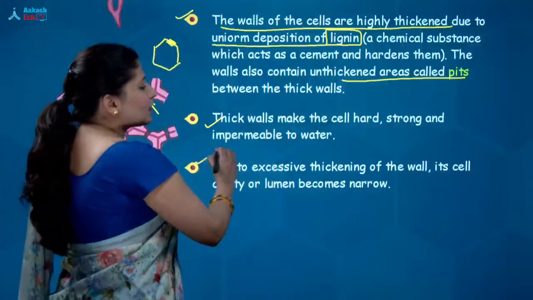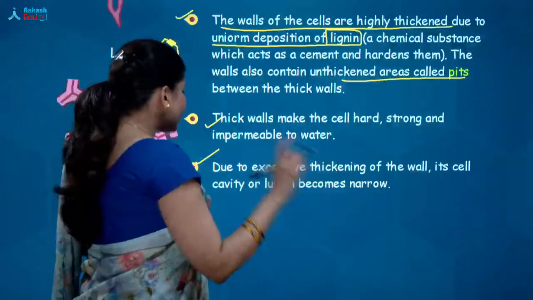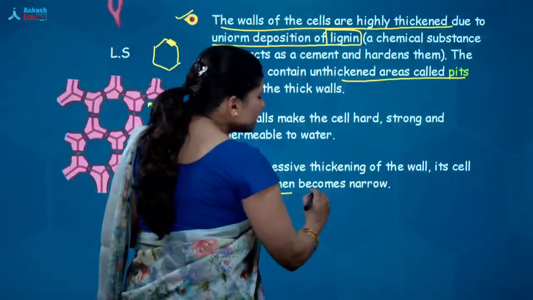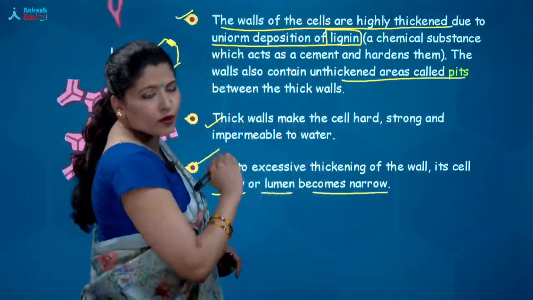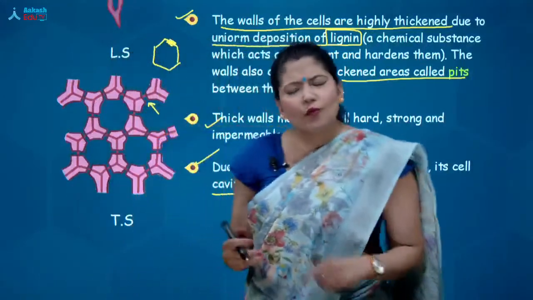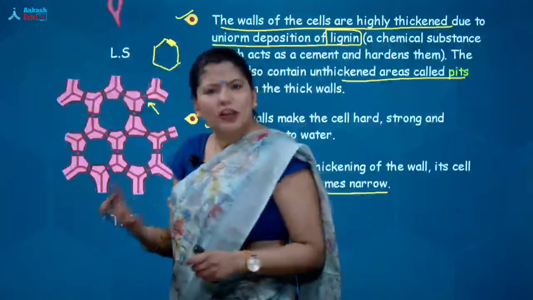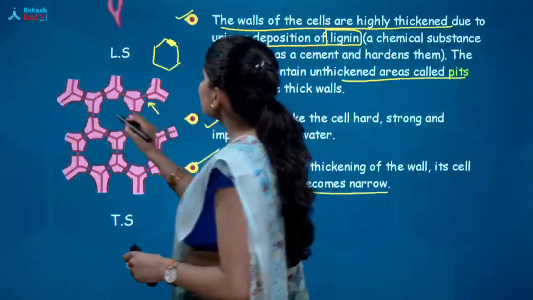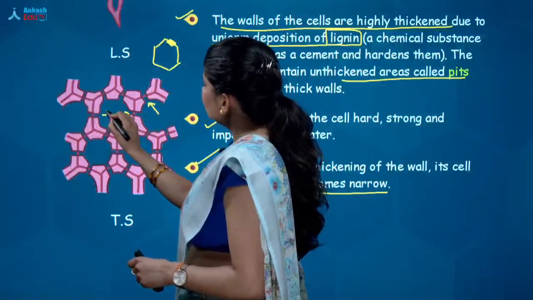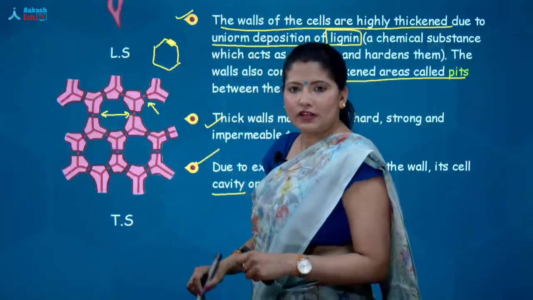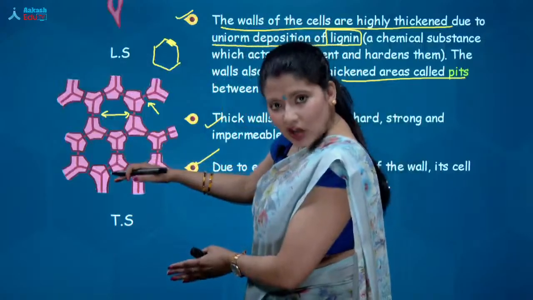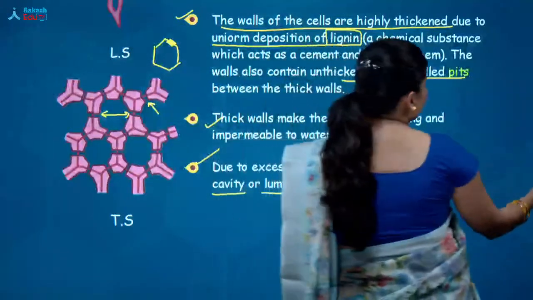Due to excessive thickening of the wall, its cavity or the lumen becomes narrow. How will the lumen become? Narrow. Now what is this lumen? Ma'am, what is this lumen? So lumen is this area. This is what the lumen of the cell is. So this is a TS, transverse section, lumen narrow.